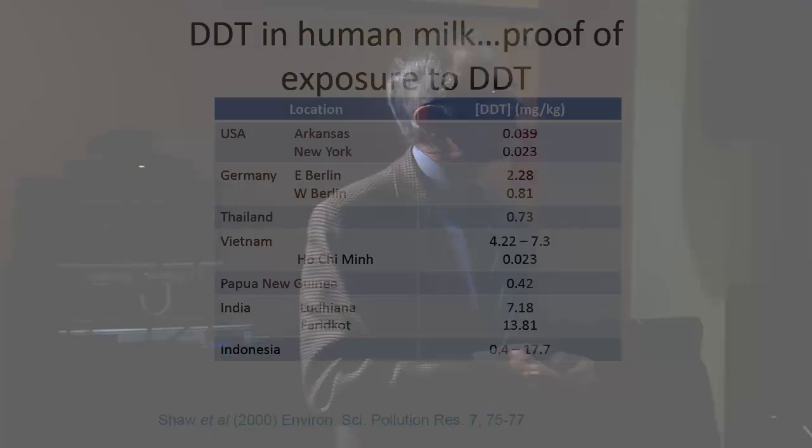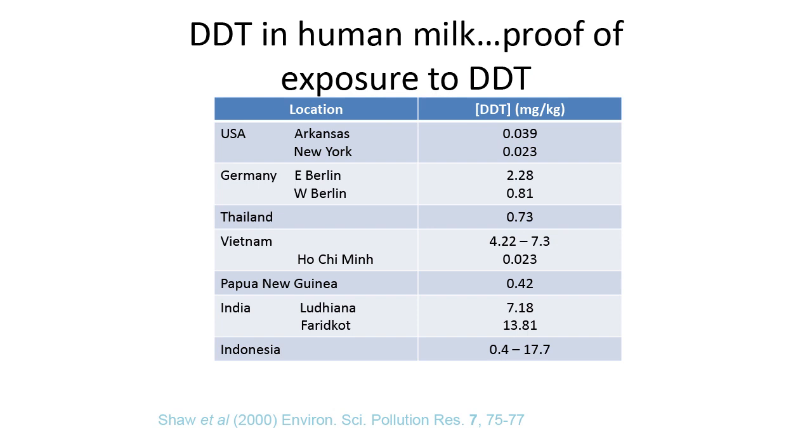But we just looked around the world at levels in human milk. And we looked at human milk for two reasons, actually. One is because human milk is fatty, and these molecules are soluble in fat, therefore that's where we'd find them. It's non-invasive, it's easy to do. The study was actually also looking at growth and development in children and looking at kids' exposure to these molecules. And of course, their exposure is high when they're only being fed milk.